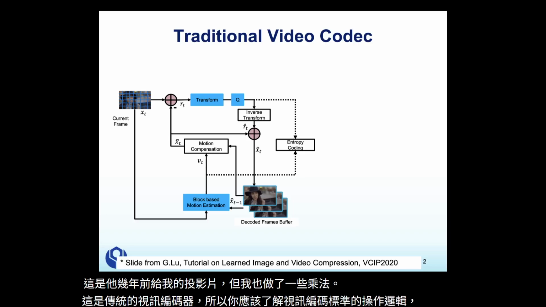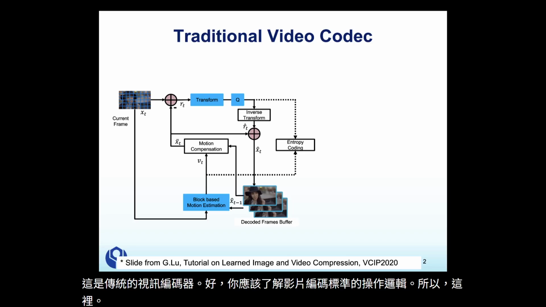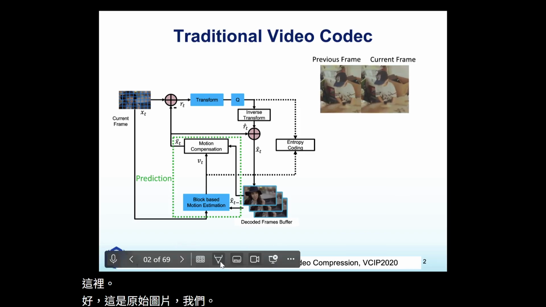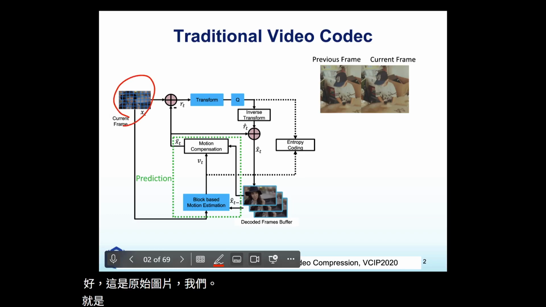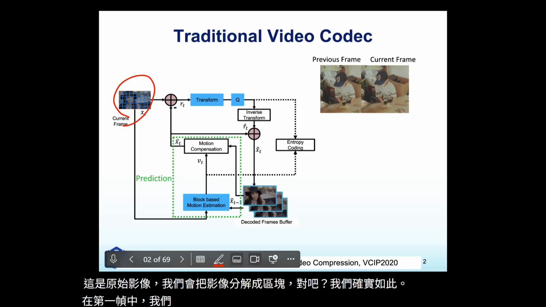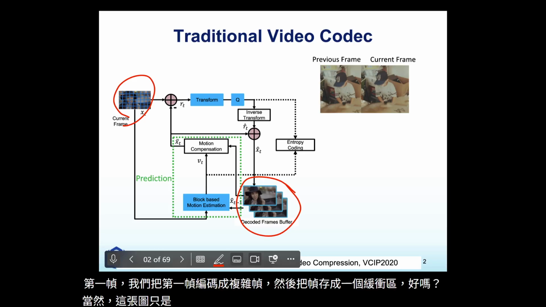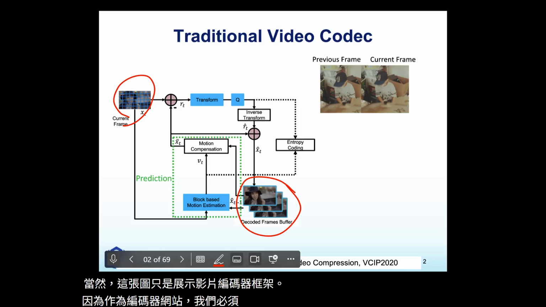Okay, this is the original image, and we decompose the image into blocks, right? For the first frame, we encode it as an intra-coded frame, and we store the frame in this frame buffer. Of course, this view graph just demonstrates a video encoder framework, because at the encoder side we must have the reconstructed frame that can be displayed on the decoder. So in general, the encoder comprises both an encoder and a decoder part.